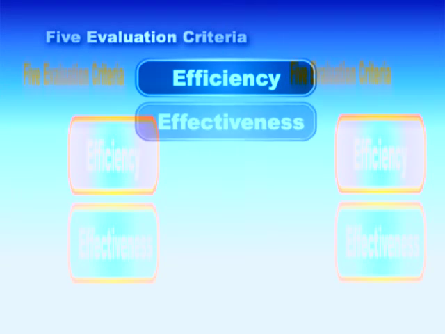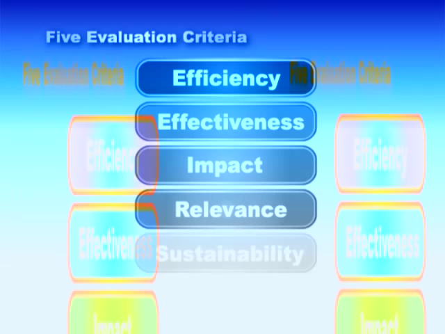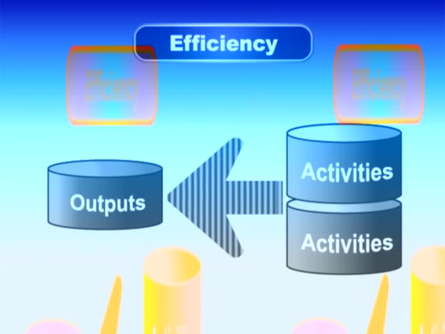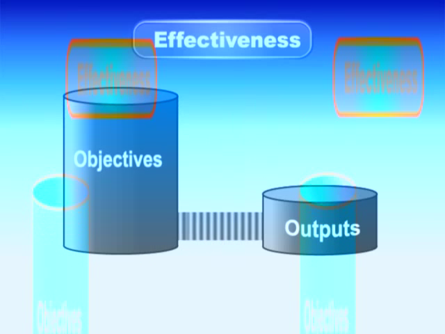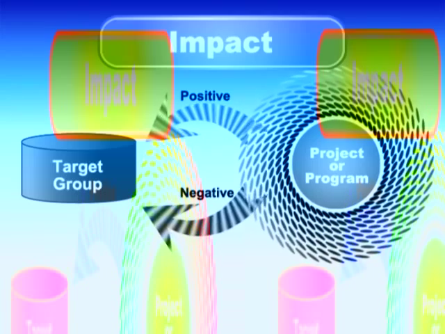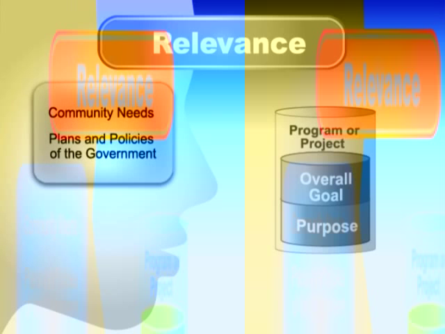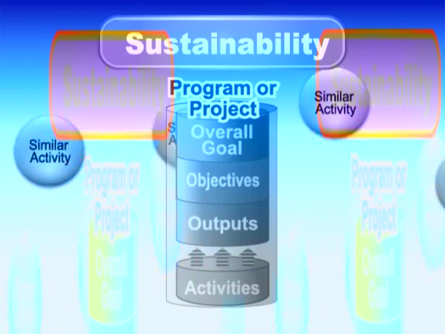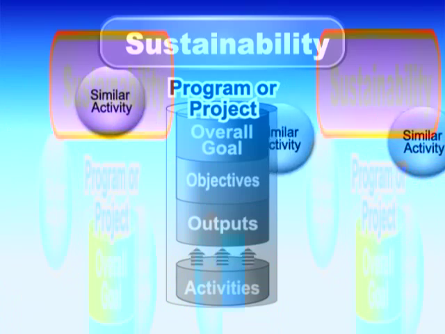The evaluation in the PCM method is work carried out using the 5 items as evaluation criteria. The 5 criteria to be verified are efficiency of the program or project, effectiveness, impact including long-term and ripple effects, relevance as to how much the program or project purpose contributes to realization of the overall goal, and sustainability after completion of the program or project.